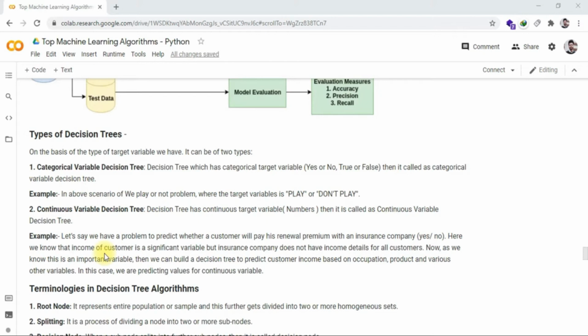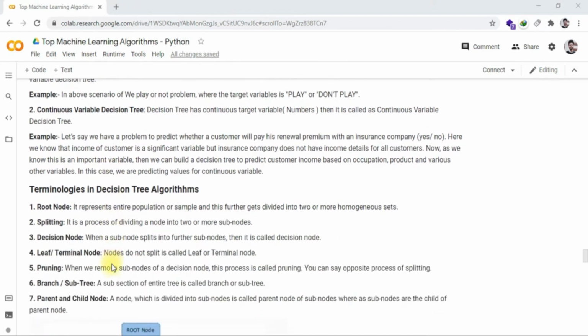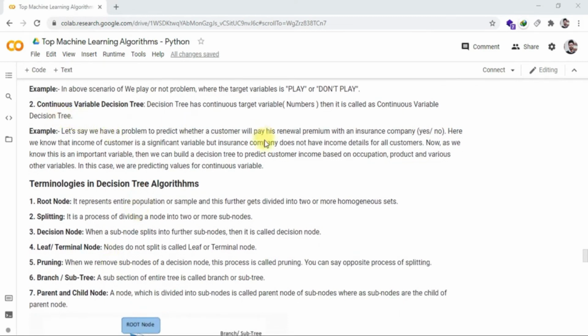Now we know this is an important variable, then we can build a decision tree to predict income based on the occupation, product, and various other variables. In this case, we are predicting values for a continuous variable. Like we have to predict the customer income first, and then we will decide he will pay or not. So I think you guys are clear until this.